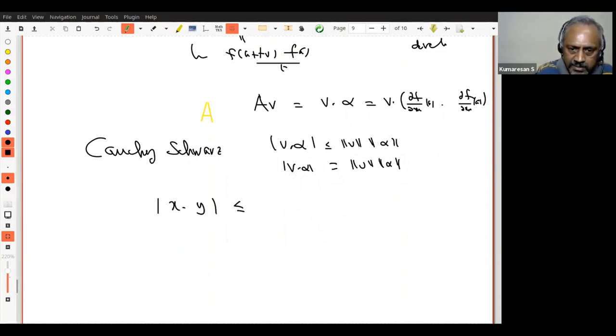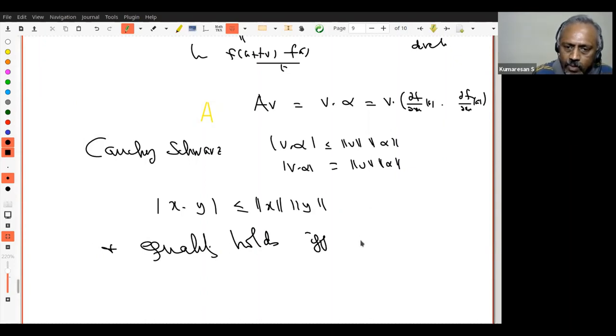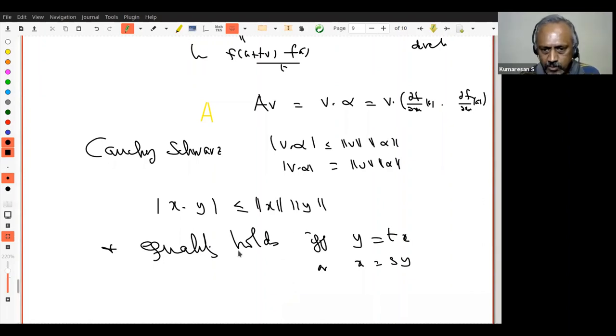Modulus of x dot y is less than or equal to length x into length y, and equality holds if and only if one of them is a scalar multiple of the other. Either y is t x or x is some s y. Because suppose one of them is 0, you can't write it. If y is a non-zero vector and x is a 0 vector, you can't write it, then I will write the 0 vector equal to 0 times the y vector. Are you following? So one of them must be a scalar multiple of the other.